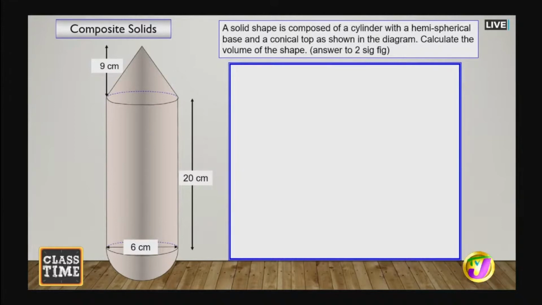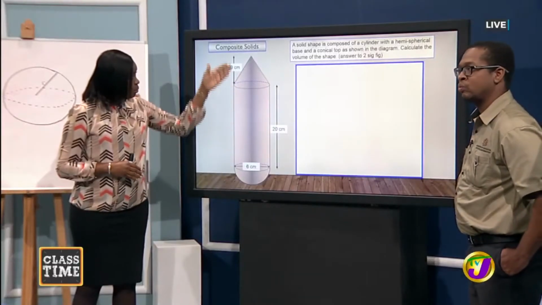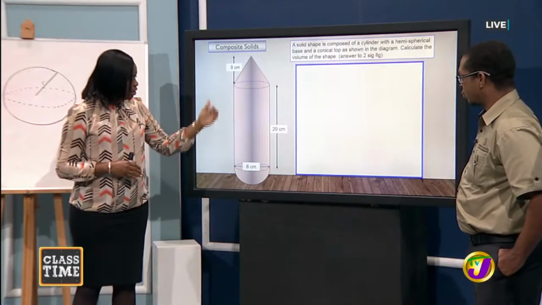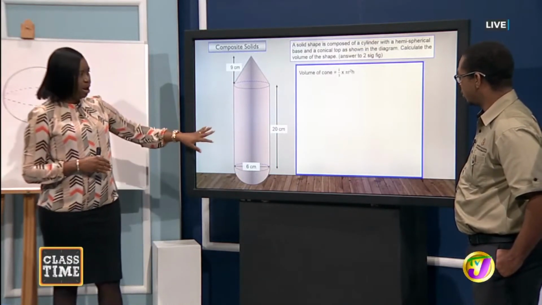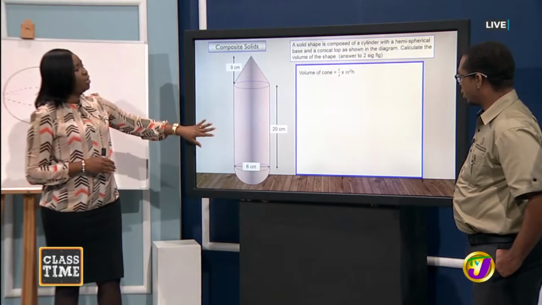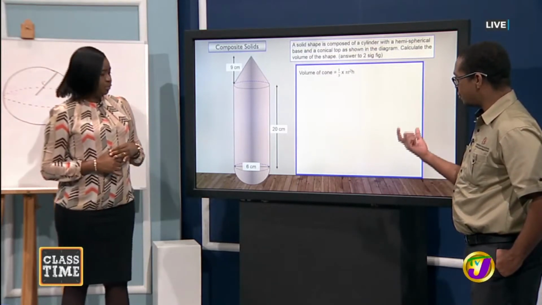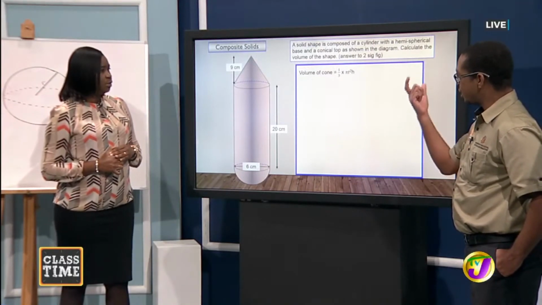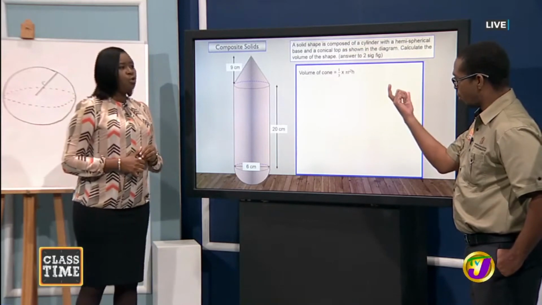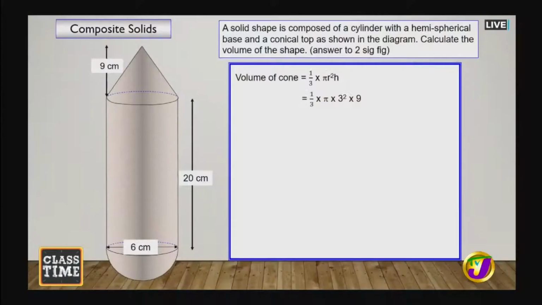All right, so we have three parts here. When we decompose this compound solid, we have a cone, a cylinder, and a hemisphere, and we know how to find the volume of each part. We're realizing that the diameter of 6 for the hemisphere is going to be the same diameter for the cone. So therefore, the radius would be 3, as the radius is half of the diameter.